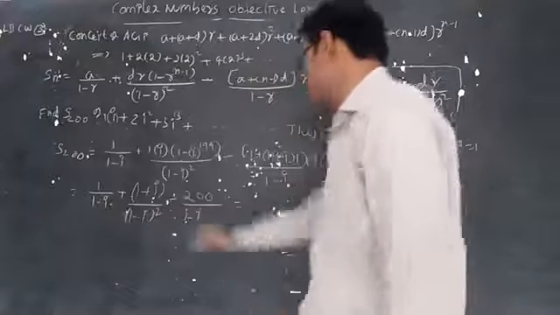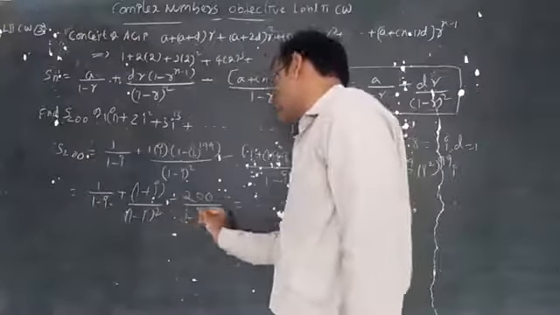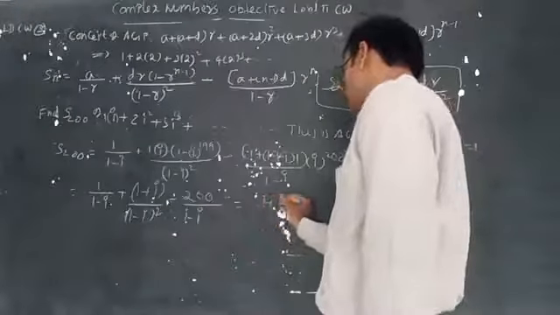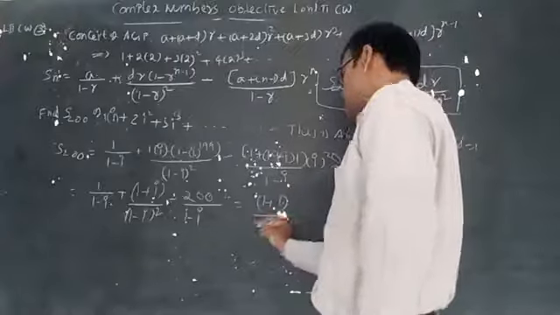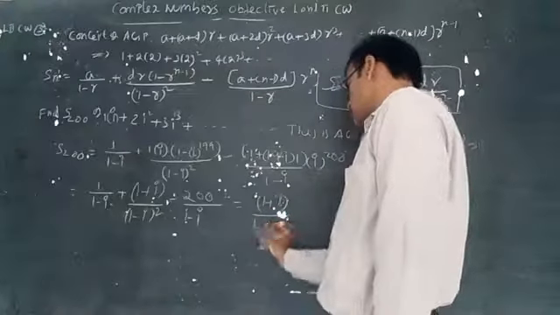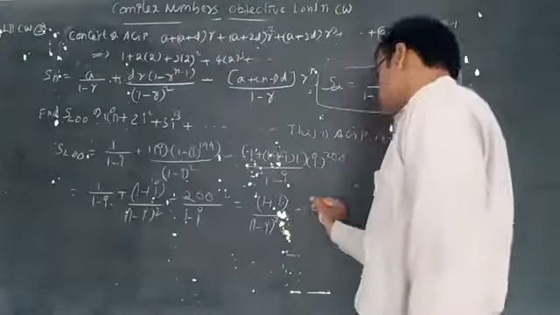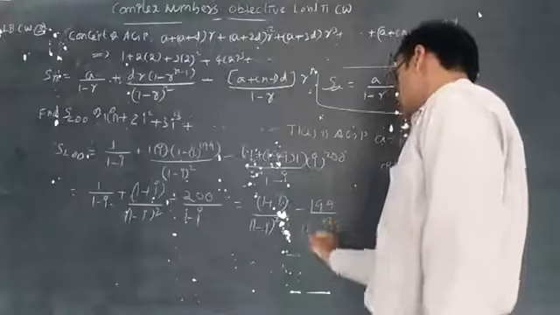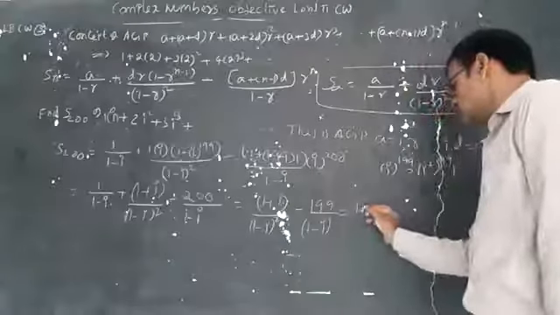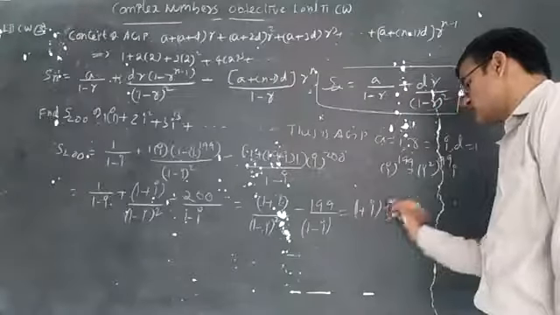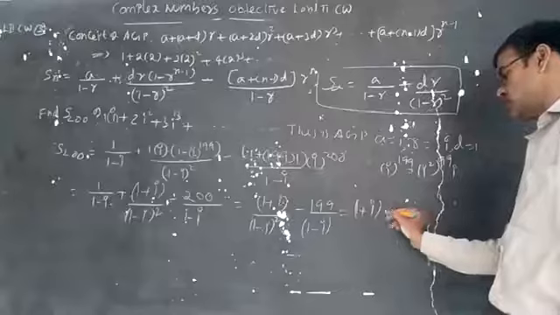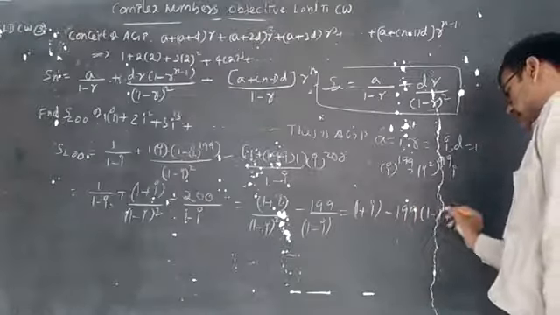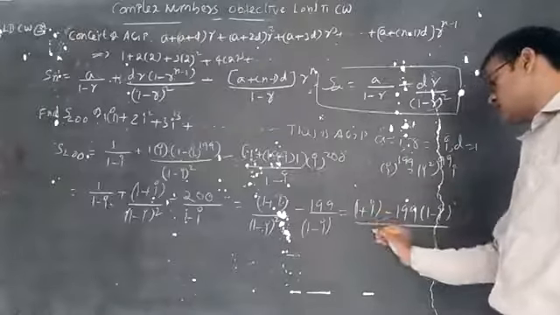This is 200 by 1 minus i. Now write minus 199 by 1 minus i. Write like this: (1 plus i) by (1 minus i) whole square minus 199 by 1 minus i. Take (1 minus i) whole square as LCM. So you write here (1 plus i) into (1 plus i) minus 199 into (1 minus i), whole by (1 minus i) whole square.